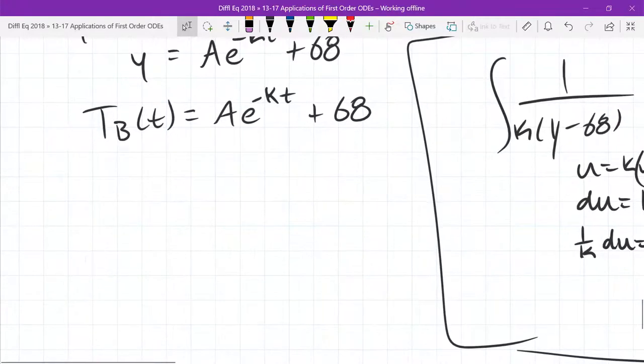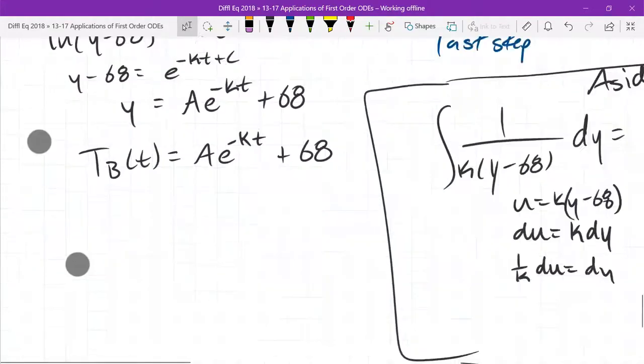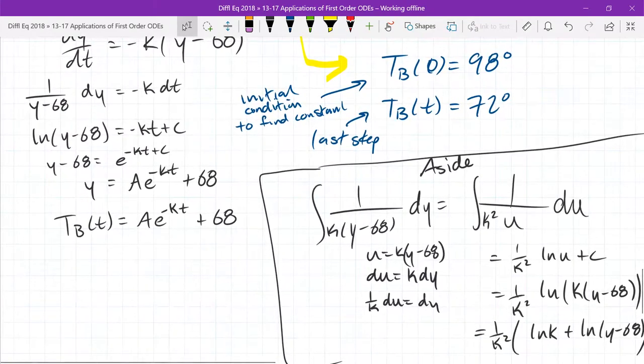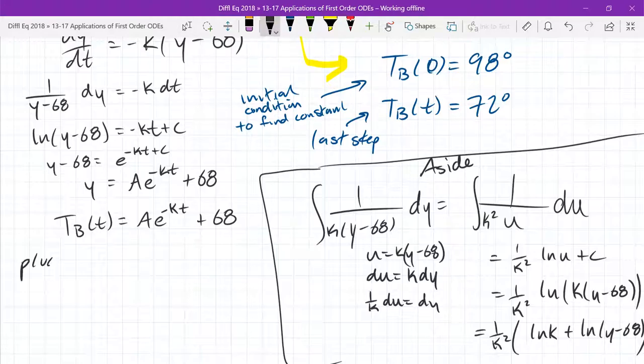All right, so we need to find A. We have not used our initial conditions. They're in the upper right corner in blue right there. So we'll go with our T_B of 0 equals 98 degrees. So we're going to plug in initial conditions.